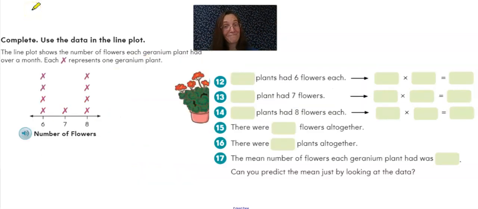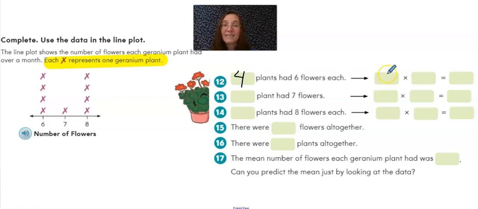And our last line plot that we will be analyzing for data landmarks has to do with geraniums, which are shown for you right here. The line plot shows the number of flowers each geranium plant had over a month. Each X represents 1 geranium. So how many plants had 6 flowers each? Well, 4 of those plants had 6 flowers.